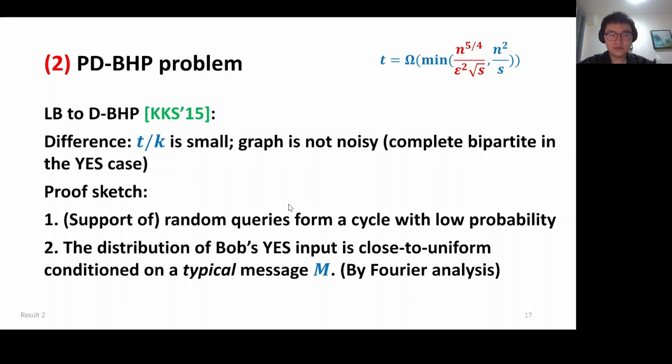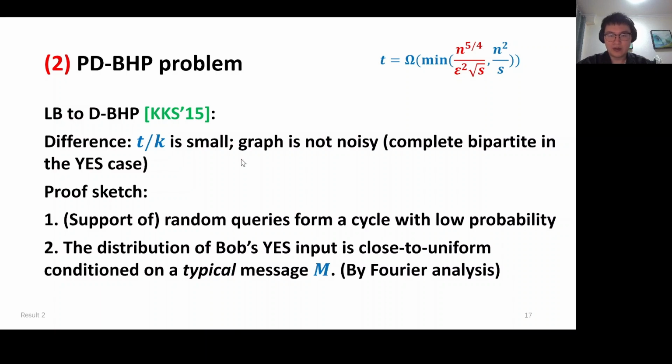This problem is generalized from the DBHP problem by Kapralov, Khanna, and Sudan. The main difference is that in their setting, the block of random queries is very short. The length of the block is only sublinear in n in their case, and the graph is not noisy, which means that in their yes case, the graph is a complete bipartite graph.